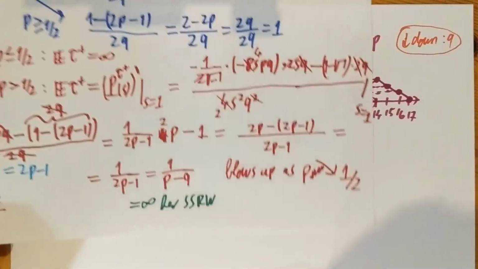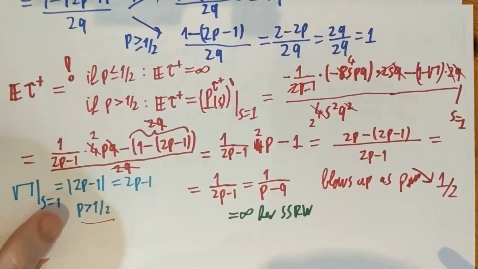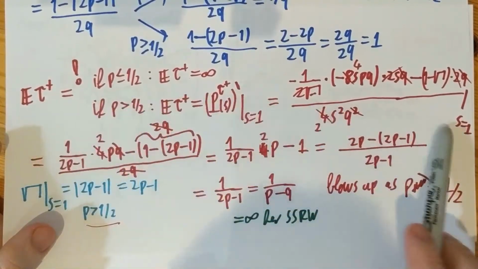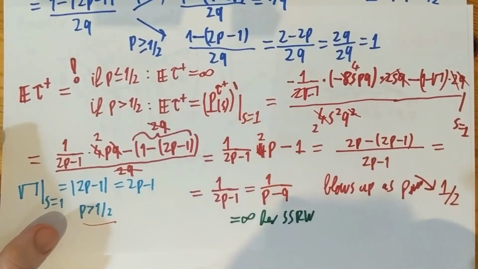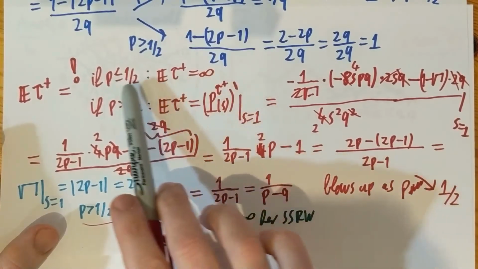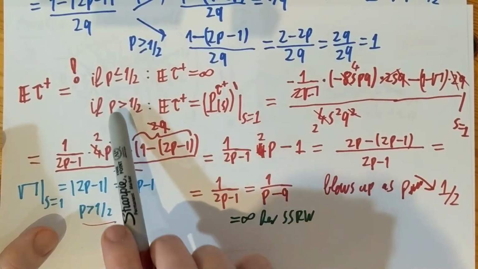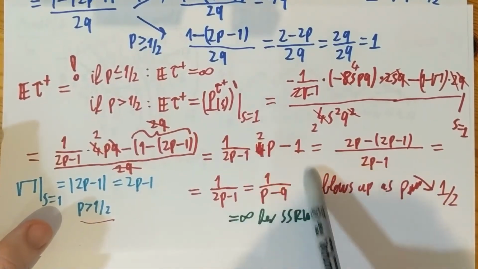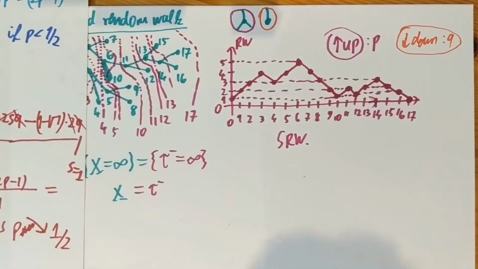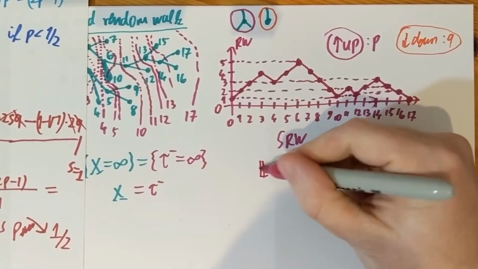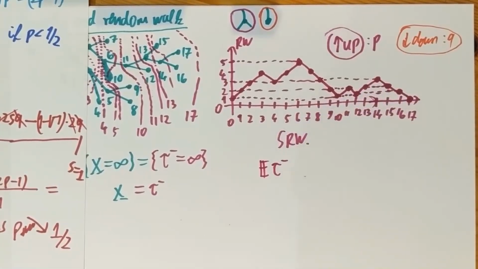So the expected tau plus was calculated on this sheet for symmetric random walk. It turns out to be infinite, of course, if we have a drift to the negative direction, or we have no drift at all. And if we have a drift to the positive direction, it turned out to be 1 over P minus Q. For tau minus, we can do the same. It's actually just a swap of P and Q as before.